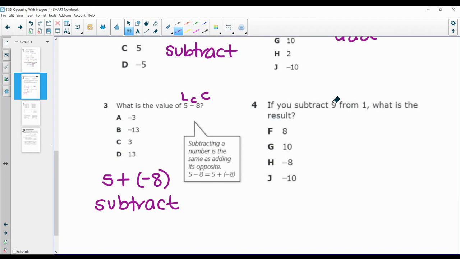Number 4, if you subtract 9 from 1, what is the result? You have to do LCC: leave it, change the minus to a plus, change the 9 to -9. Then from here, you can check if I have more positives or more negatives. They're different signs, so I'm going to have to subtract.